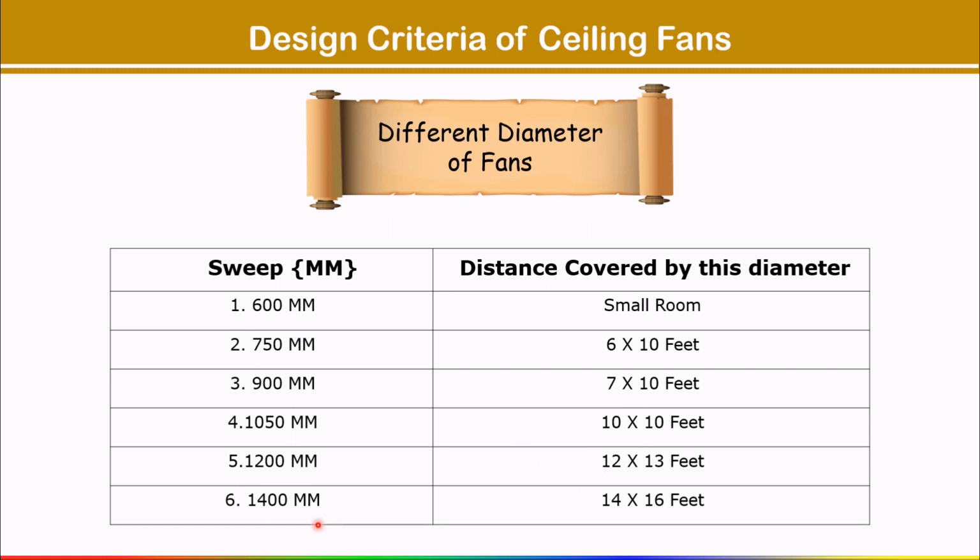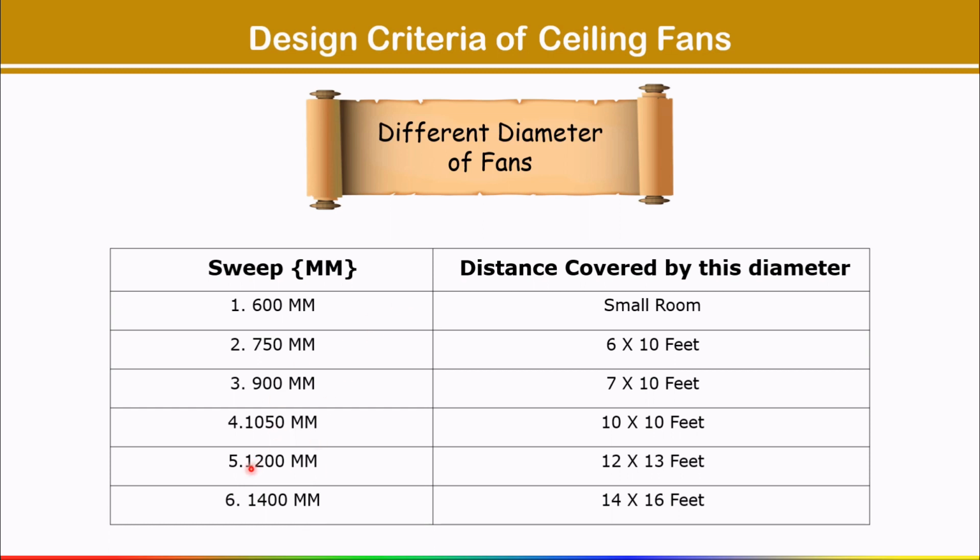Suppose you want to find out the number of fans in any space, in any room, say a hall or office space, and in that hall you want to place the fans. The first thing is, how many fans do we need to place? First of all, you have to calculate the area of that complete space. Once you get the area, you have to select the sweep of fan, meaning how much diameter of fan you have to select.